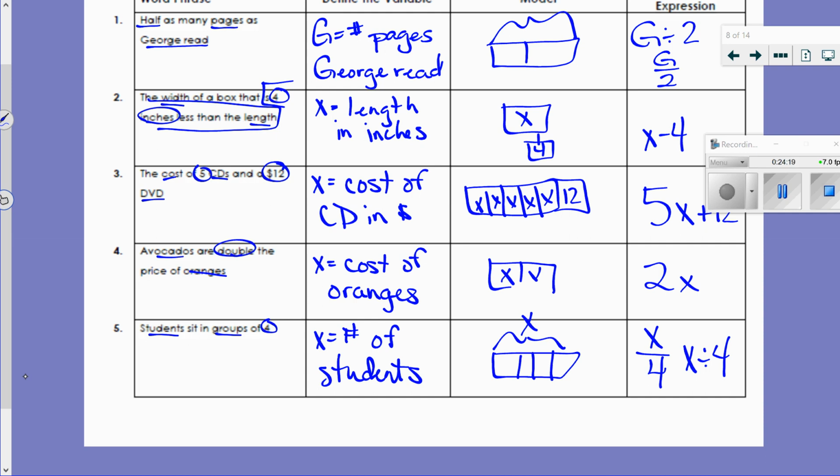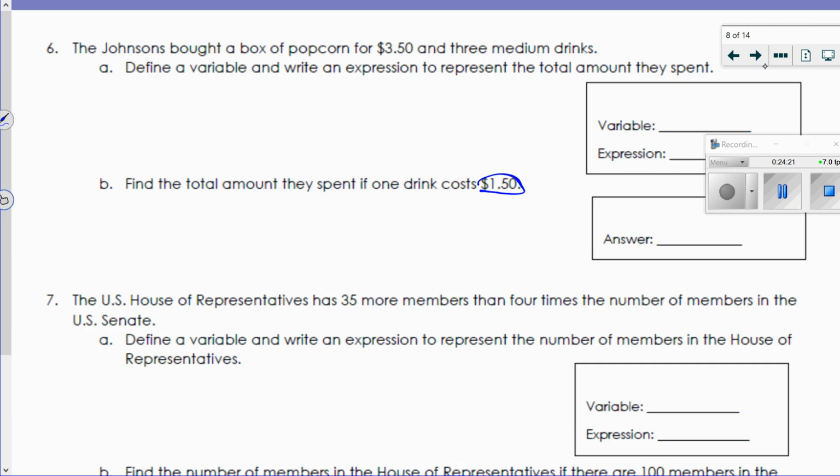Turn the page. Guys, seriously, we got 3 minutes left. We got to get through this. On number 6 through 9, there's 2 parts to it. First part, we're defining the variable just like we did on the previous page. Here's the big difference. Part B, they're actually going to tell me what my variable equals, and I'm going to solve it. So if you're confused reading the problem, look at part B. That will tell you what your variable is. Okay? So they gave you a huge hint on this.